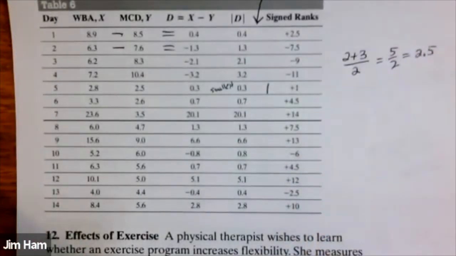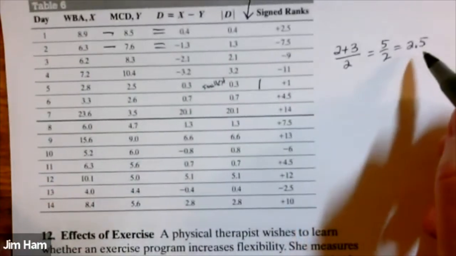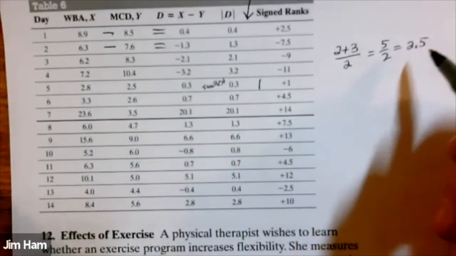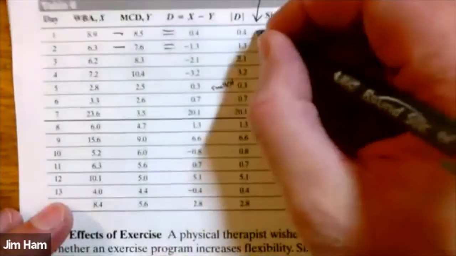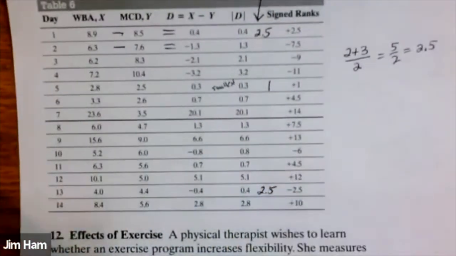So instead of giving one a 2 and the other one a 3, we're going to split the difference and give them both 2.5. We want to give them the same rankings because later on we're going to add these rankings to determine the test statistic. But they're equal, so we don't want to rank one higher than the other. So for this one, we're going to give a 2.5, and for this one down here, we're going to give a 2.5.